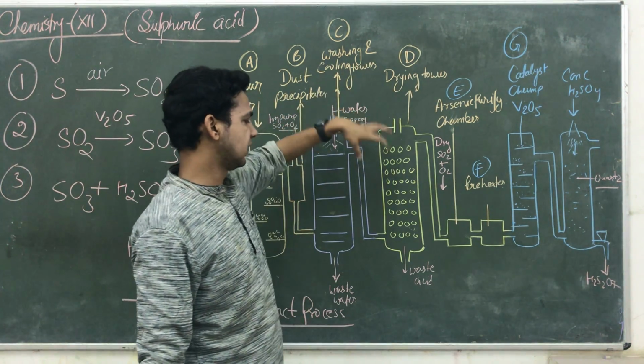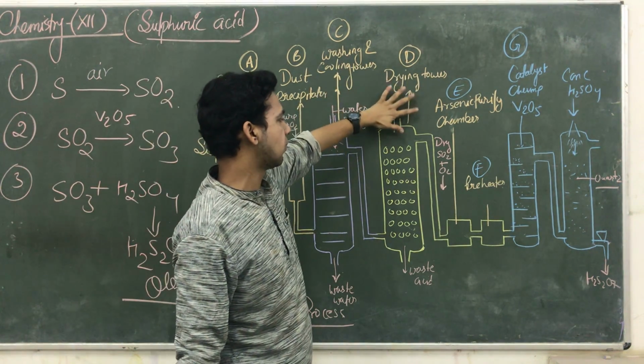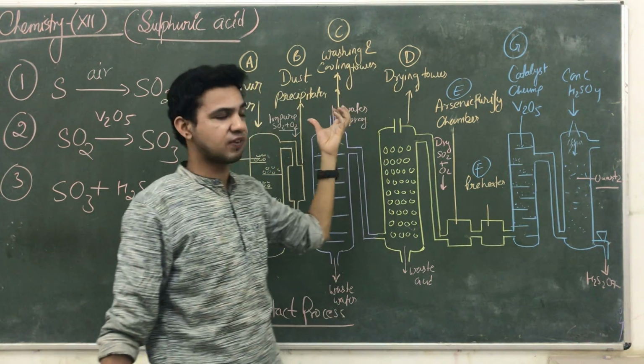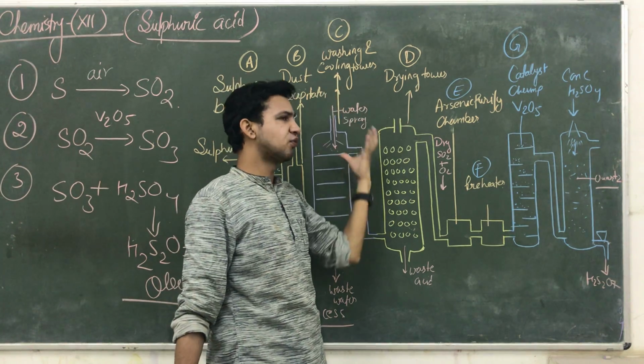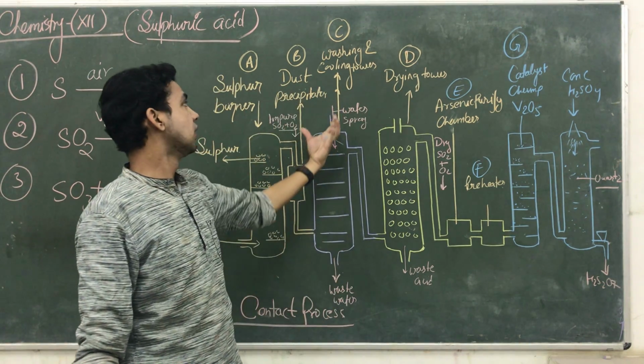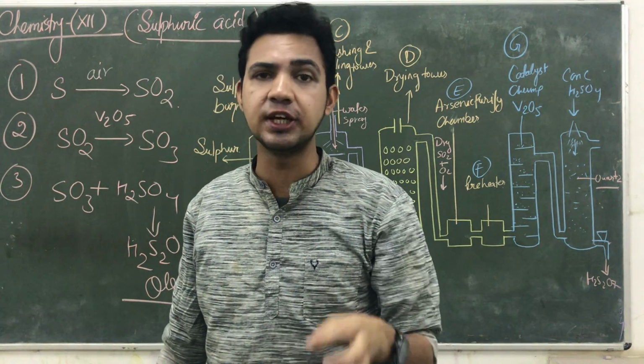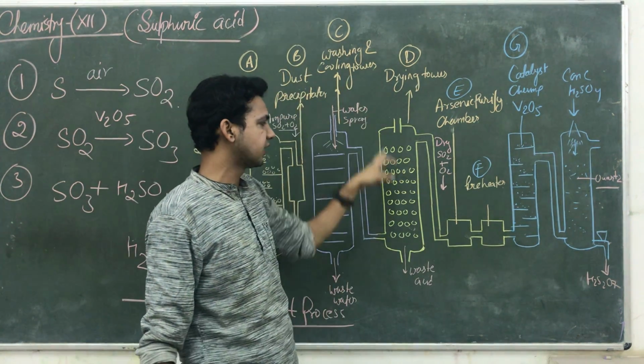In the drying tower, we are also passing a large amount of water from above, as well as a mixture of acids. So what happens? After passing through the washing and cooling towers, if your gas contains any kind of impurity, it will be settled down with the help of the drying tower.